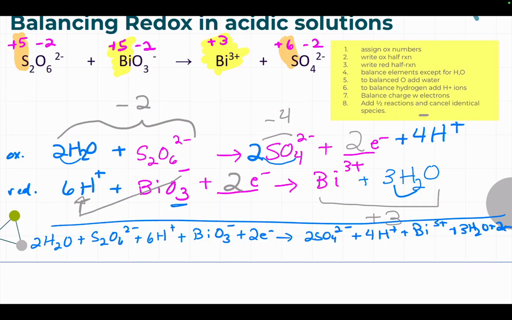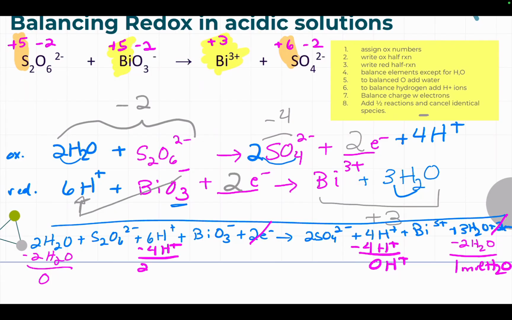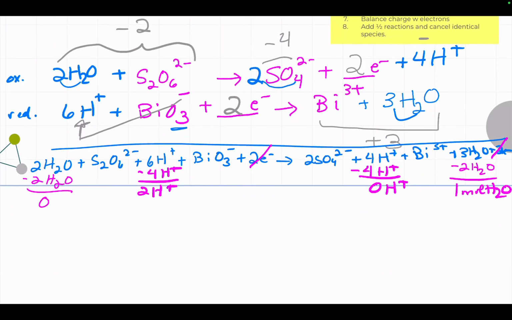So I'm going to start simplifying, getting rid of my electrons. And you can see the water, I am going to subtract 2 waters from both sides. So this is going to be no water, and over here we're going to have 1 mole of water. And then similarly, we'll do the hydrogen ions. I have 4, so I'm going to subtract 4 from both sides. So I have 0 hydrogen ions now, and over here I have 2. So then I would rewrite it, and you can do all that in your head if you want. I just wanted to show you.